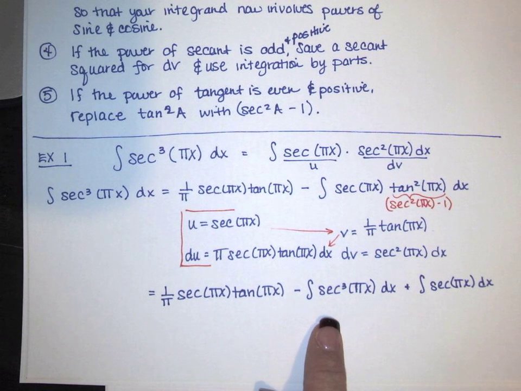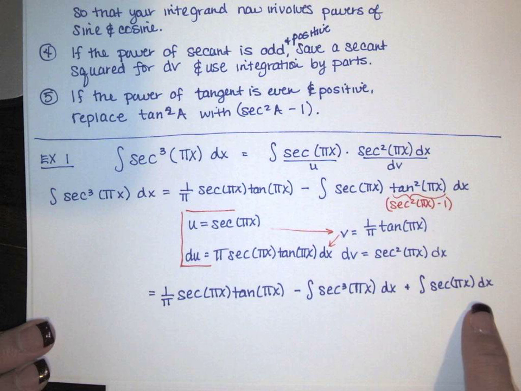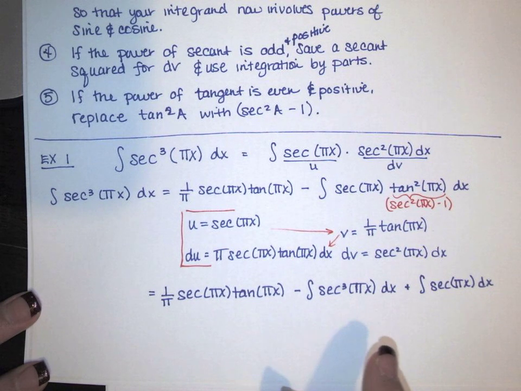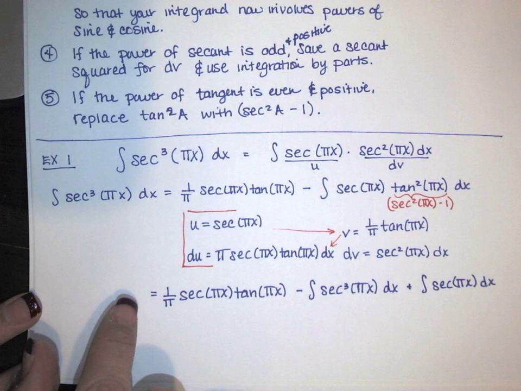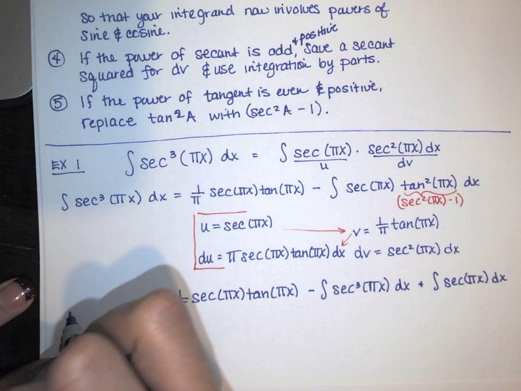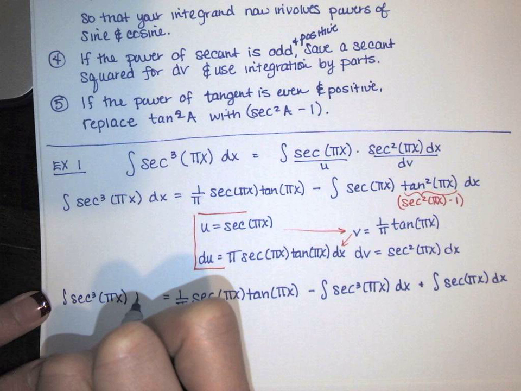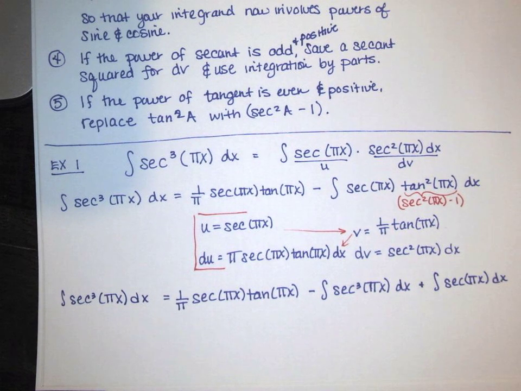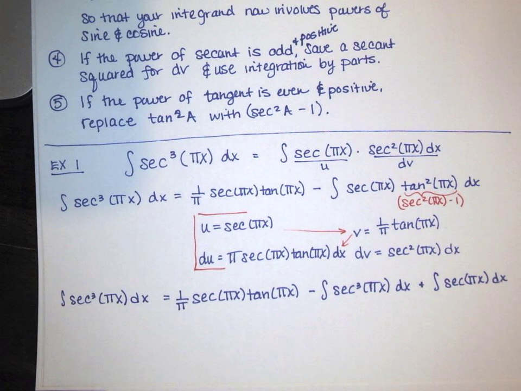So what I really have is an equation right now. I've got this secant cubed equals all of this, and the thing that I'm looking for is this integral. It appears on both sides. Let me bring this down here. So this is basically what I'm saying. The integral of secant cubed of pi x is equal to this function minus the thing I'm looking for, plus this, which is known. I can just write it down as my antiderivative. But the thing I'm looking for is on both sides.